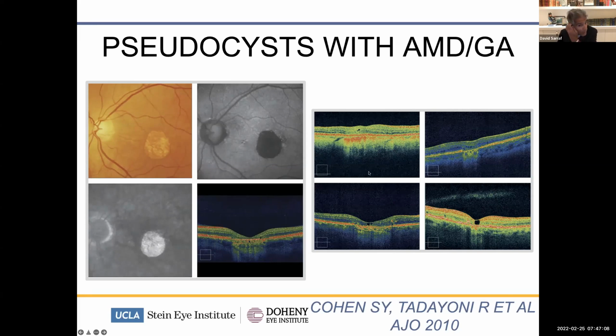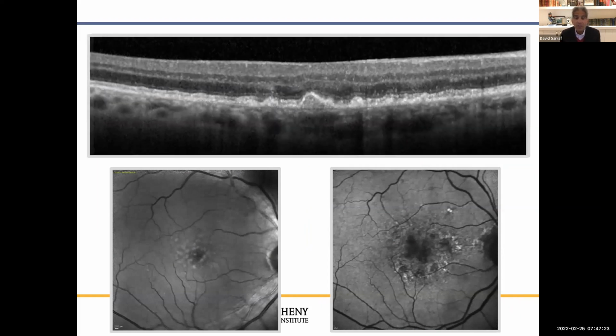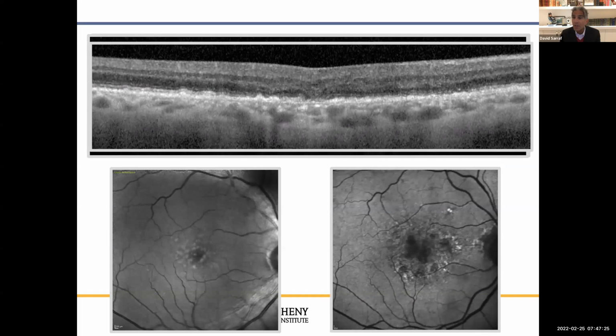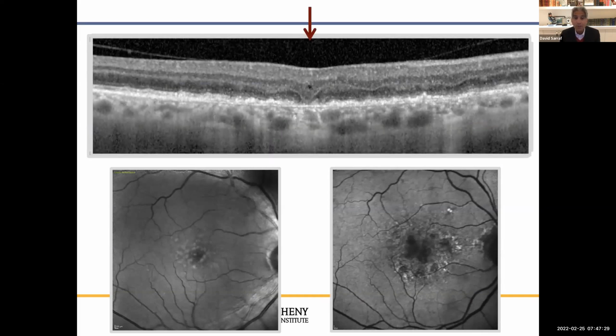And Solomon Cohen out of Paris was the first to show these intraretinal pseudocysts that can overlie areas of RPE atrophy or geographic atrophy. And here in this time-lapse video, you can see this large drusenoid PED that collapses, RPE atrophy ensues, and then the development of these pseudocysts or areas of intraretinal fluid in the middle retina and the internuclear layer.